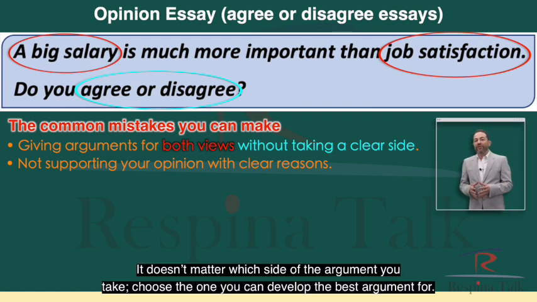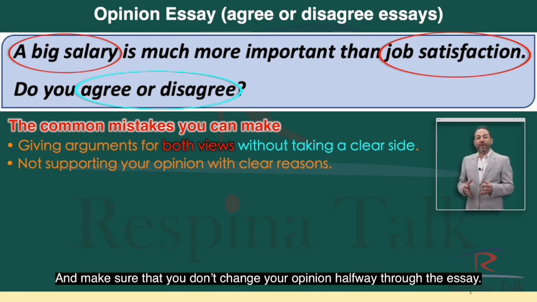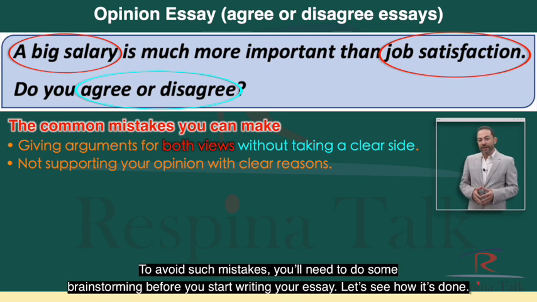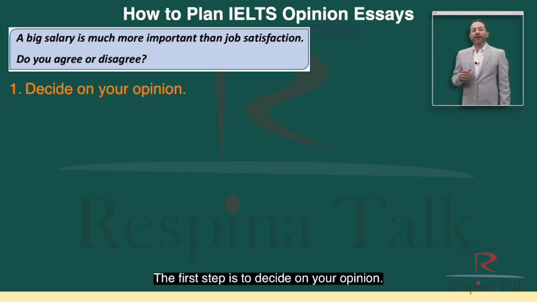It doesn't matter which side of the argument you take. Choose the one that you can develop the best argument for. And make sure that you don't change your opinion halfway through the essay. To avoid such mistakes, you'll need to do some brainstorming before you start writing your essay. Let's see how it's done. The first step is to decide on your opinion.